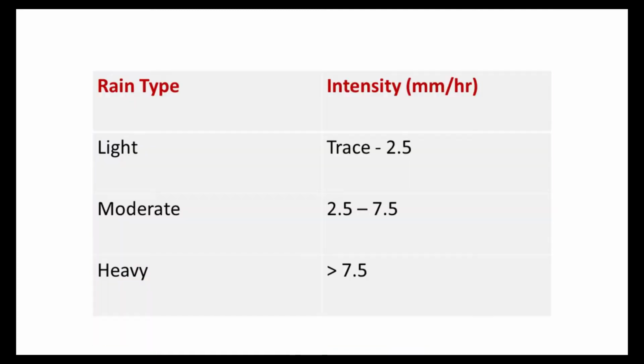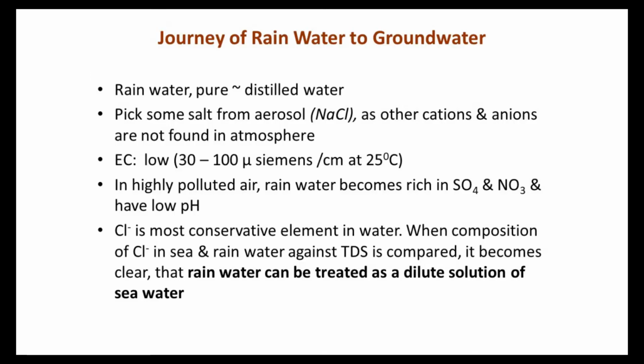Now, based on the intensity of rainfall, the rainfall can be categorized into three categories. If the intensity of rainfall is up to 2.5 mm per hour, then such rains are classified as light rain. If the intensity of rainfall is between 2.5 to 7.5 mm per hour, then such rains are termed as moderate rain. While if the intensity is more than 7.5 mm per hour, then this type of rainfall is termed as heavy rain. Now we will discuss the journey of rainwater, or the precipitation, to groundwater, that is the subsurface condition.